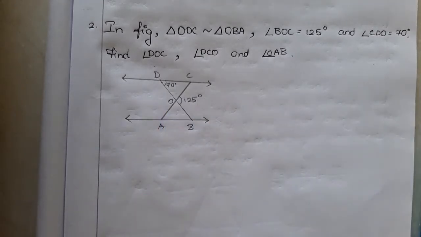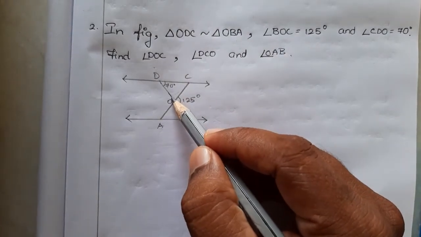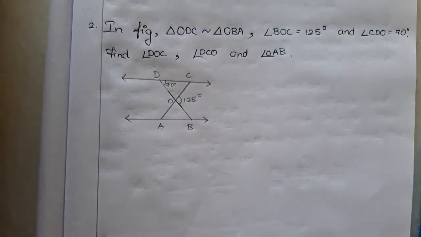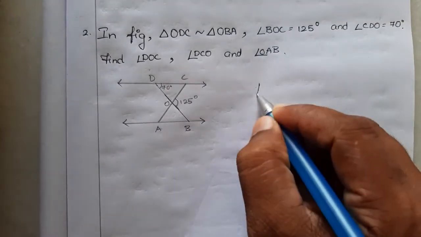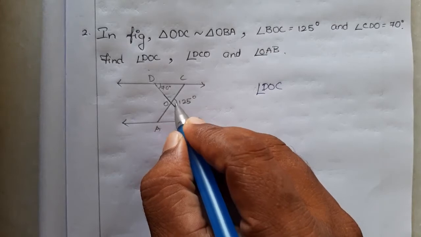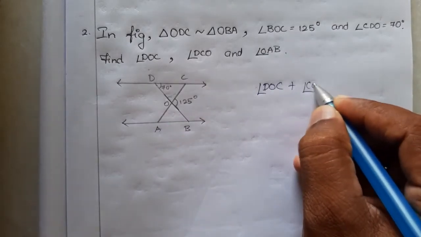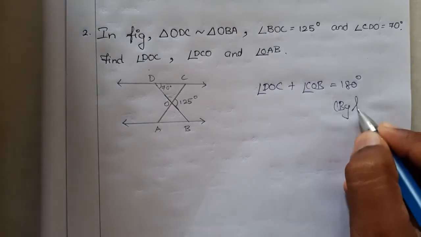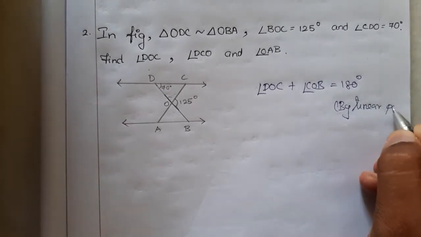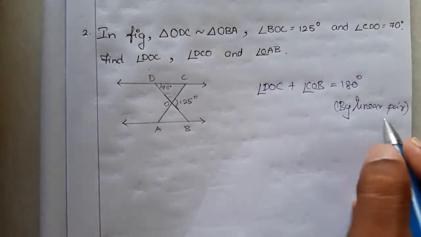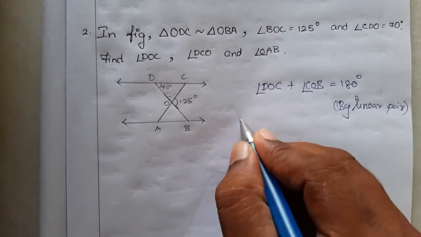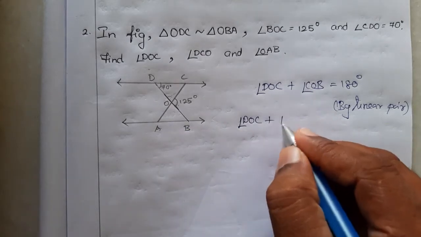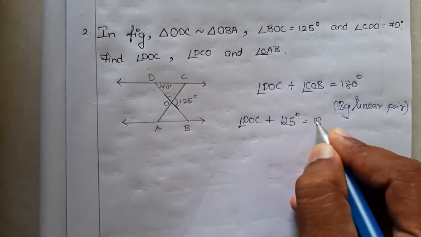Angle DOC. We can say this is a straight line, the linear pair. So by adding both angles, angle DOC plus angle COB is equal to 180 degrees. This is by linear pair. You have to write the reason why. So angle DOC is what we have to find, and COB is given as 125 degrees.